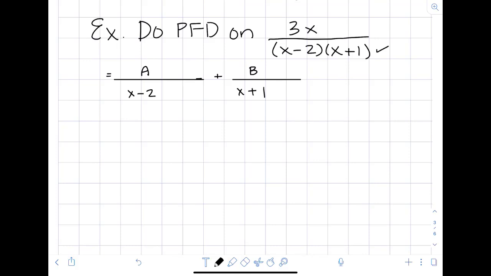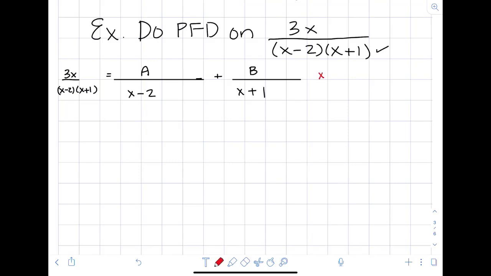And our equation that we're setting up is our original 3x over (x minus 2)(x plus 1). Okay, so now I have my setup. I need to try and get to some sort of equation that allows us to relate A and B to things that we know. So how we're going to do that is we're going to multiply to cancel fractions.